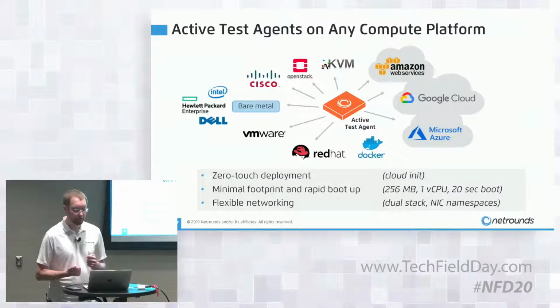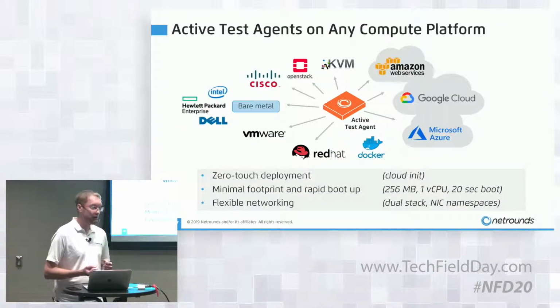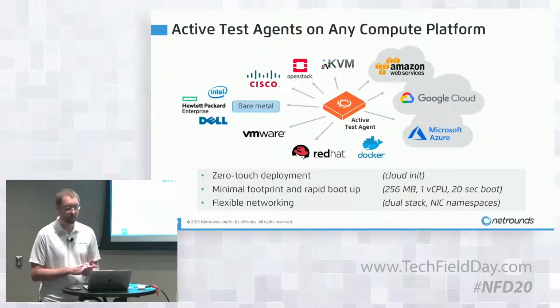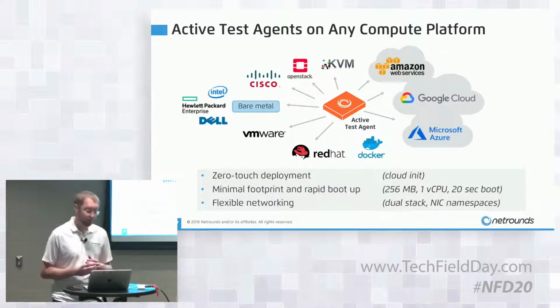Great question. So I'll cover that. The test agent is a zero-touch deployment software that you can spin up easily using orchestration scripts. So we support cloud-init, so you provide a day zero configuration to it when you boot it. It's also quite small in footprint. It only needs 256 megs of RAM and one virtual CPU, and it boots in like 20 seconds, which I will demonstrate. And about the networking, yes, we do support dual stacks.